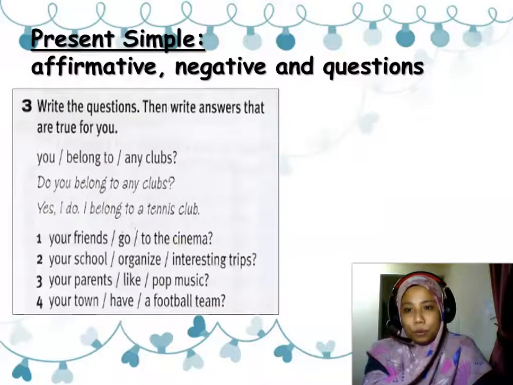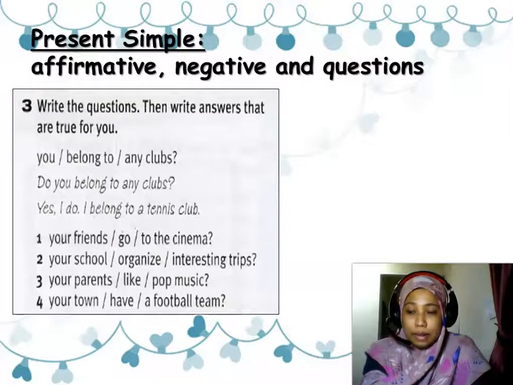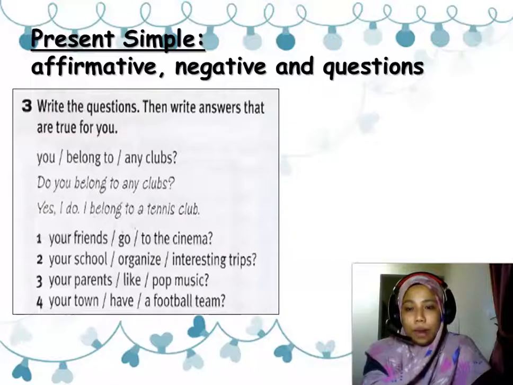Next, let's move to practice 3. Write the questions, then write answers that are true for you. Again, this activity will be based on page 12 in your textbook.